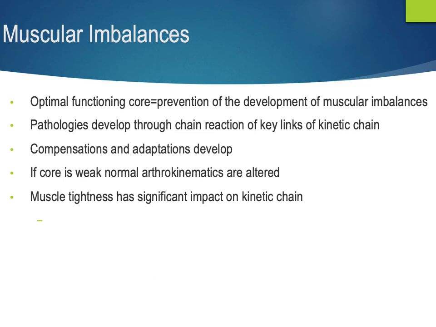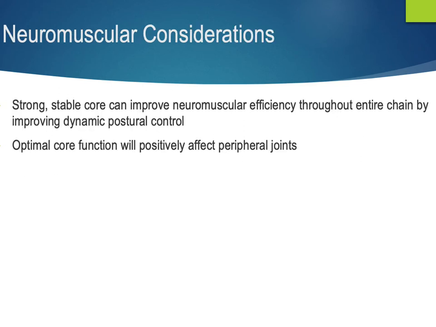And then try not to give something too hard because you're going to see some of those compensations come through from that. If your muscle tightness is a significant impact on the kinetic chain, it's going to make that core weak and not really work as well. So keep coming back to that. Make sure your neuromotor control is there.